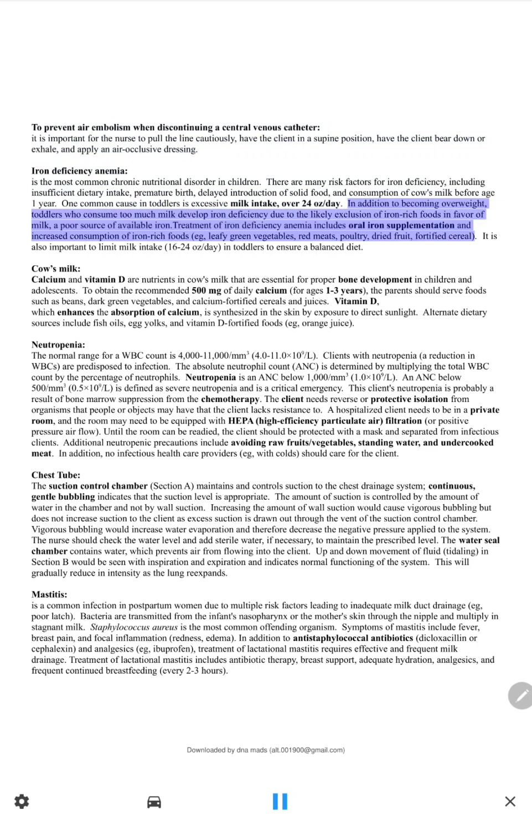Treatment of iron deficiency anemia includes oral iron supplementation and increased consumption of iron-rich foods, e.g., leafy green vegetables, red meats, poultry, dried fruit, fortified cereal. It is also important to limit milk intake, 16 to 24 ounces per day, in toddlers to ensure a balanced diet.